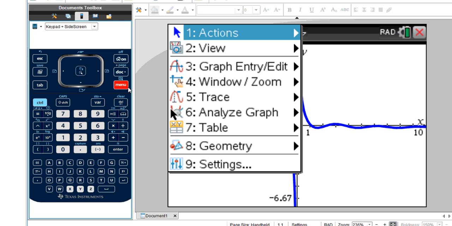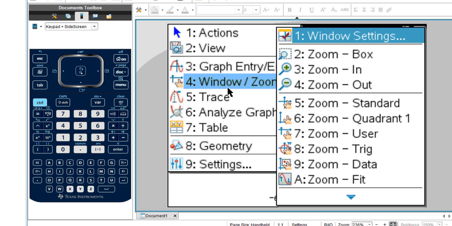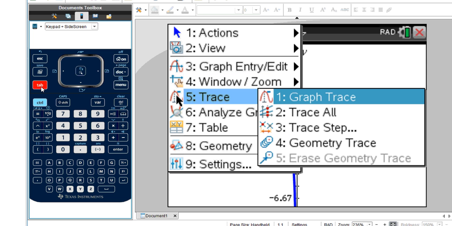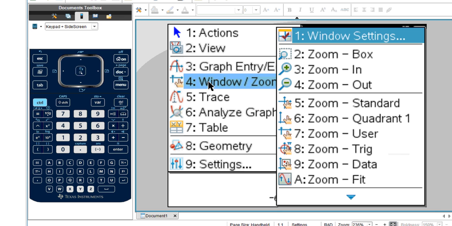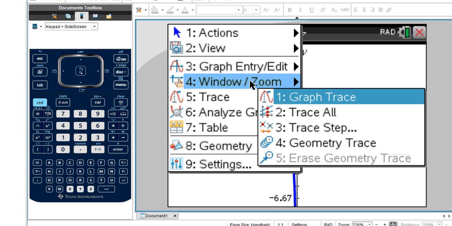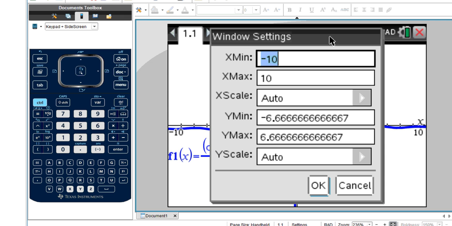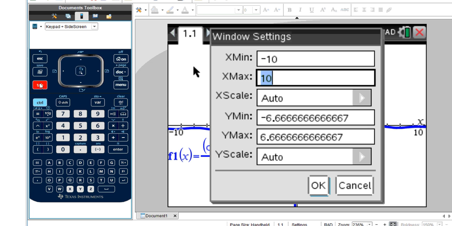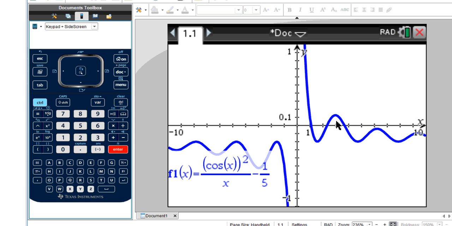So I'm going to change the view on this window zoom, and oops, where's that window zoom? There we go. Window settings, and I'm going to change my y minimum to -1 and my y maximum to 1, and tab down. And so here we have a better look at what's going on.